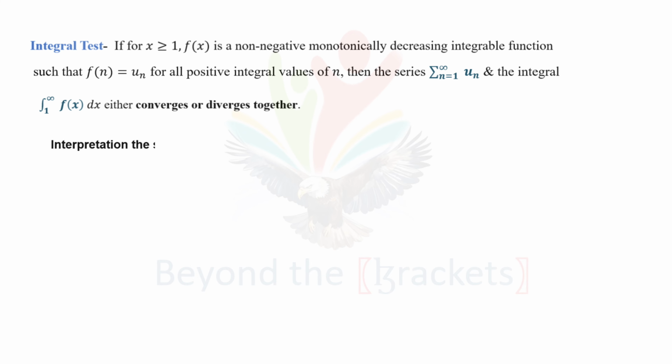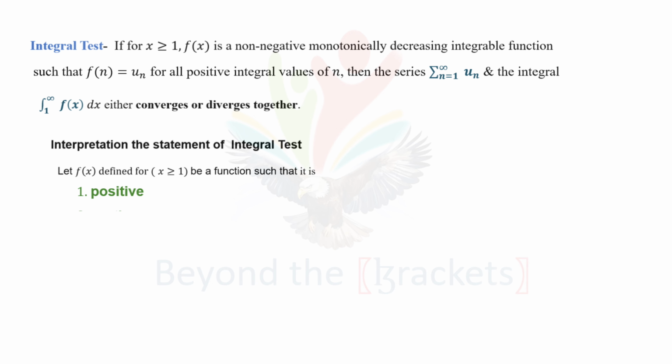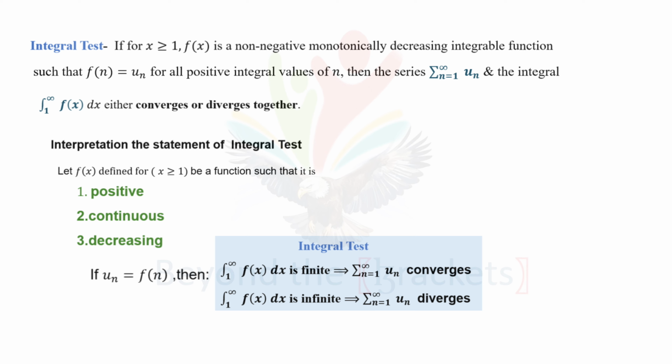The interpretation of this statement is: f of x is defined for x greater than or equal to 1 such that it is positive, continuous and decreasing, and if un is equal to f of n, then the integral test says that if the result of the improper integral is finite, then the series converges, and if the result of the improper integral is infinite, the series diverges. To understand the concept better, let's solve some problems.